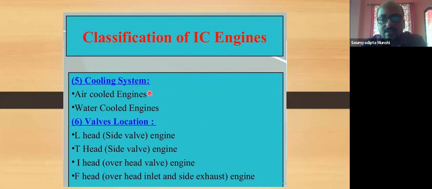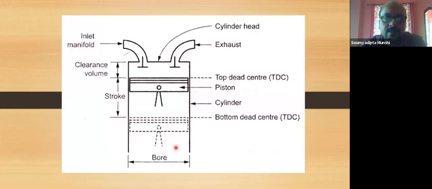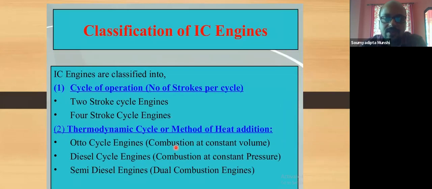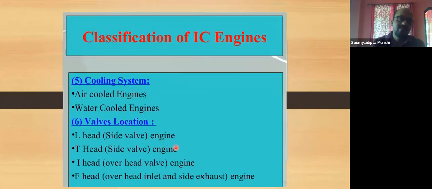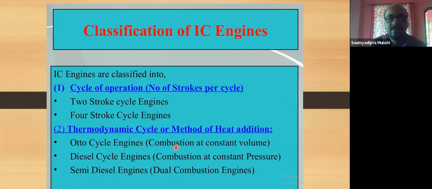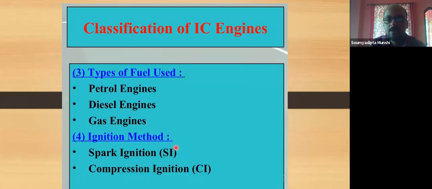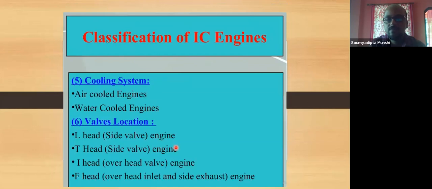According to the cooling system, two types: air cooled engine and water cooled engine. According to the valve location, four types of engine: L head, T head, I head, and F head. So we can classify the IC engine based on these six parameters: the cycle of operation, thermodynamic cycle, type of fuel used, ignition method, cooling system, and the valve location.